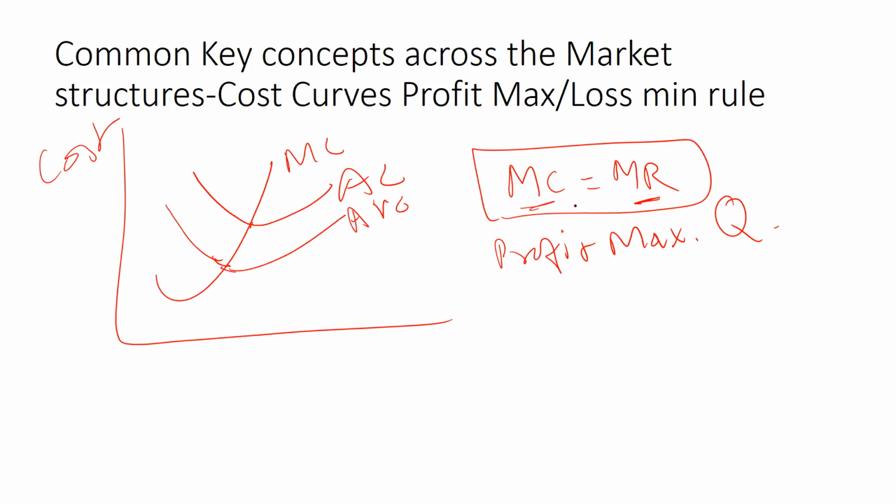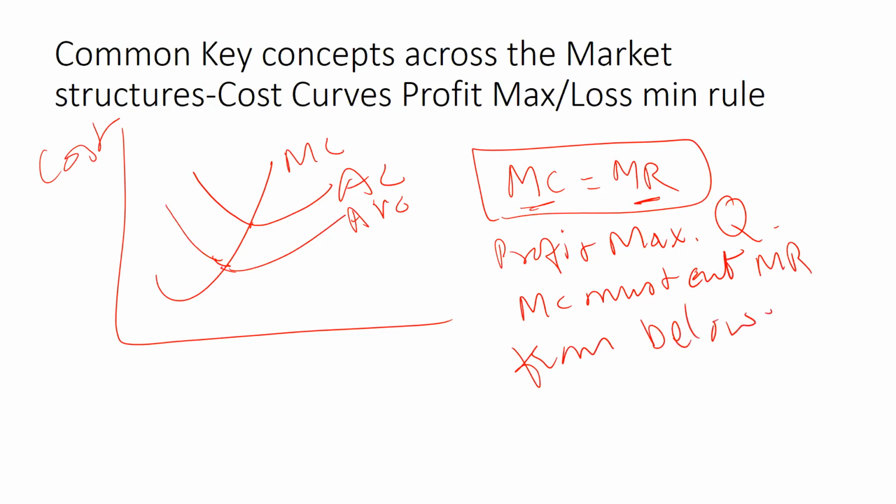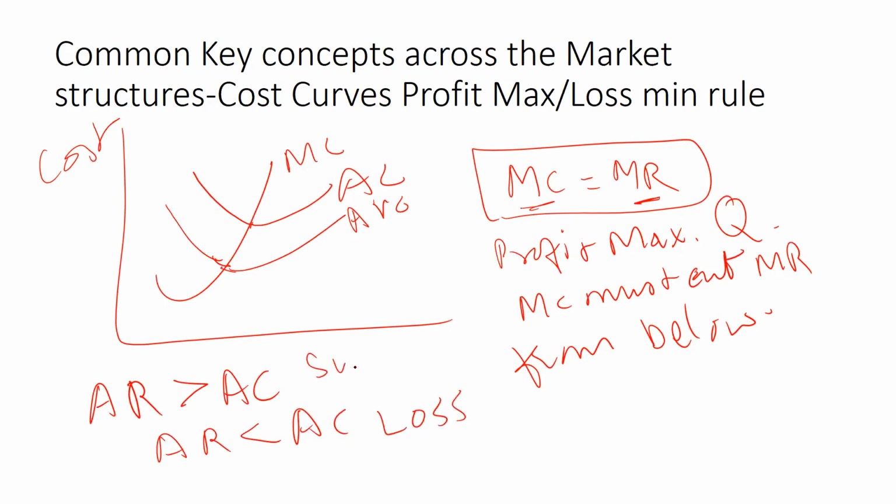And alternatively, of course, MC must cut MR from below. And also, you may want to remember how to find out the profits. It's again the same rule. If average revenue is more than average cost, the firm is making supernormal profits. If the average revenue is less than average cost, the firm is making losses.